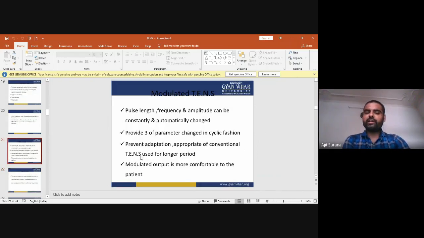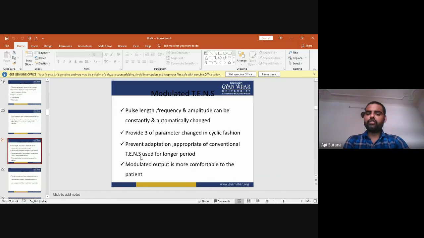Now the last one is the modulated TENS. Pulse length, frequency and amplitude can be constantly and automatically changed in modulated TENS.